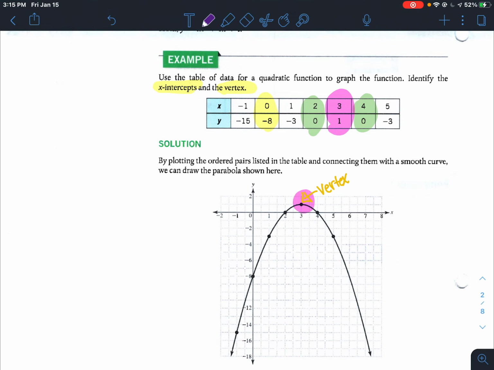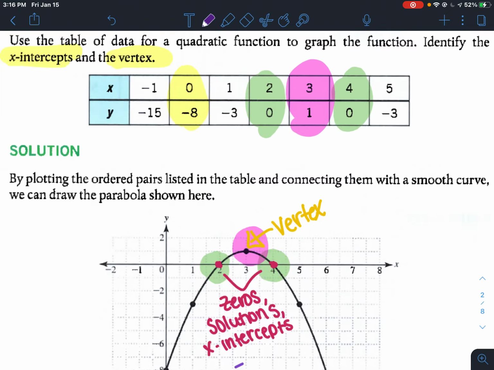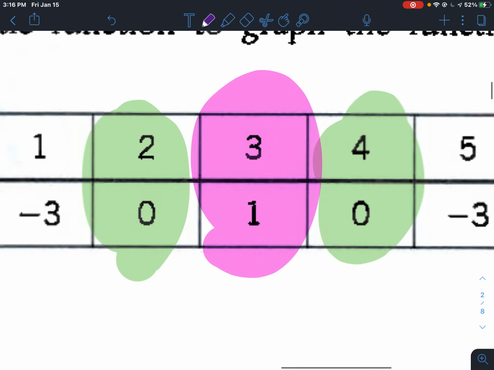I could have either used the chart, or looked at the graph, to find the vertex. The vertex is between the two zeros, solutions, or x-intercepts. They all mean the same thing. Those are highlighted in green. The vertex happens right in between them, okay? And then I'm going one step further. I'm going to do the y-intercept as well. The y-intercept correlates with that point I had highlighted, where I cross the y-axis, or when x equals 0.